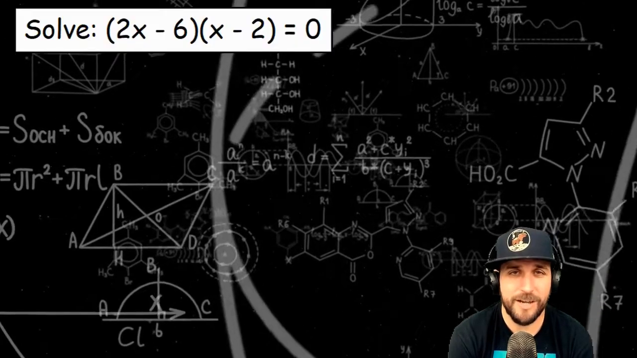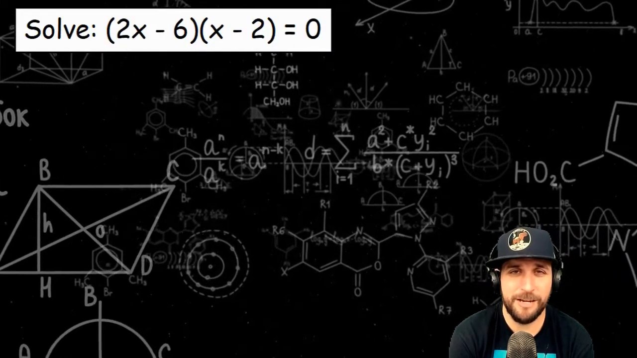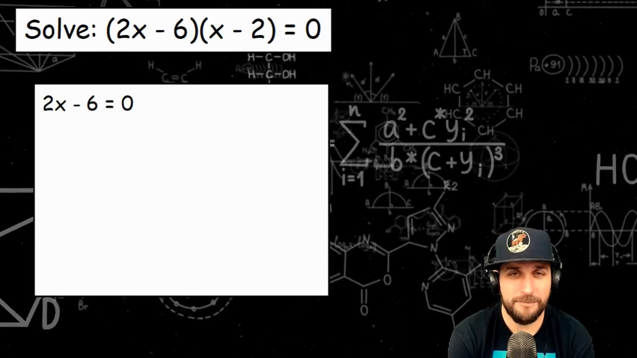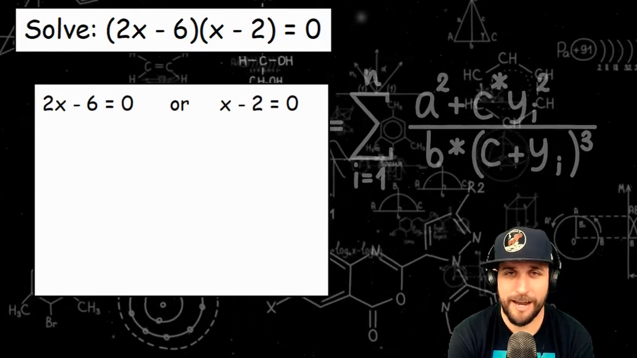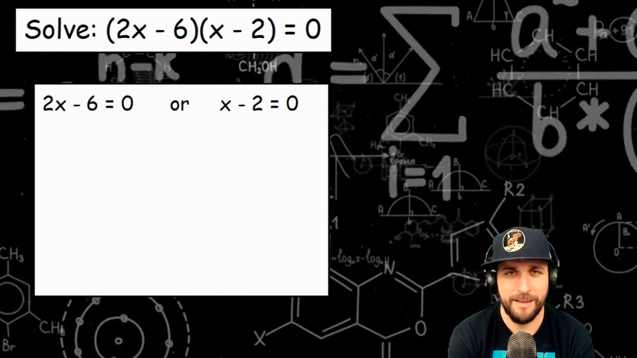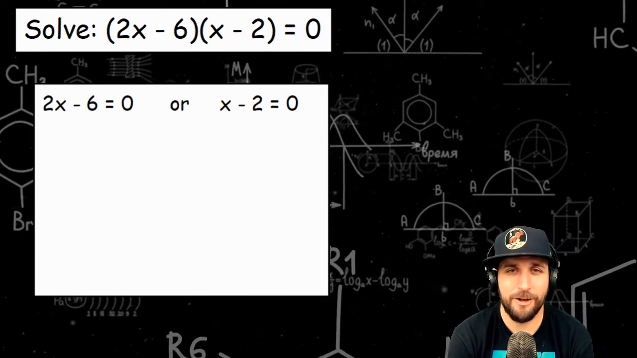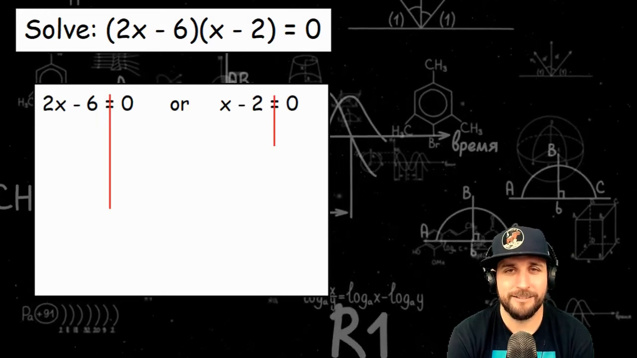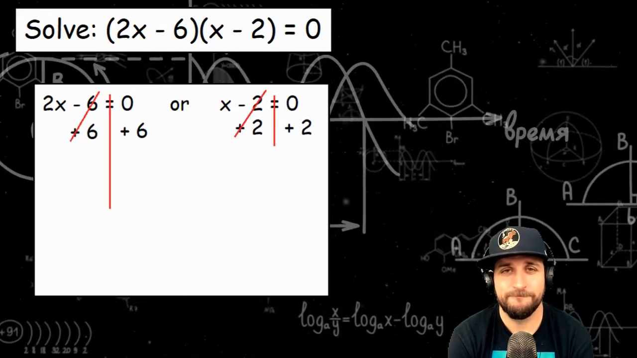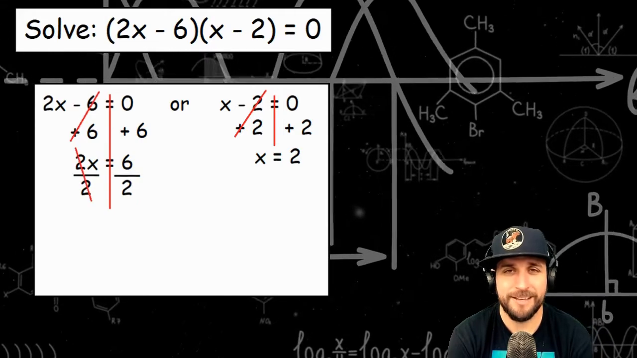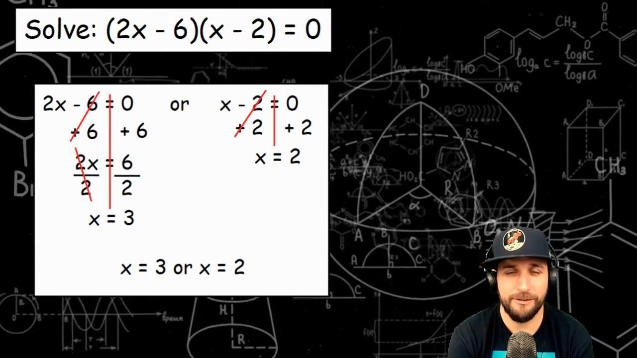On C, 2x minus 6 times x minus 2 equals 0. Either 2x minus 6 equals 0 or x minus 2 equals 0. 2x minus 6 is a 2-step equation, but that's the only difference. I solve them the same way. Isolate x. So my answers are x equals 3 or 2.